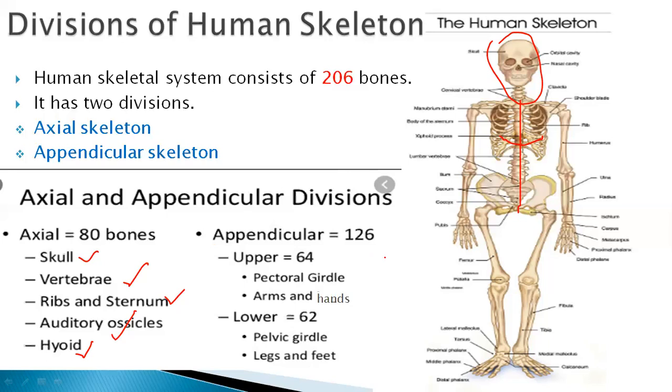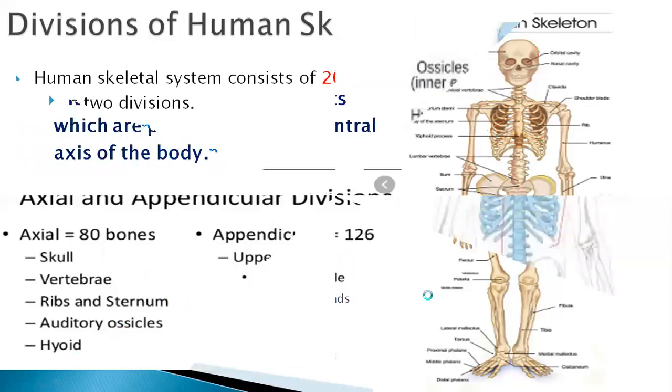And then there is appendicular skeleton also. It has 126 bones. The appendages, these shoulder bones, hip bones, as well as the limbs are called appendicular skeleton. In the upper portion we have 64 bones, in which the pectoral girdle, that means shoulder bones, and arms and hands are present, and in the lower region 62 bones are present, in which the pelvic girdle as well as legs and feet are included.